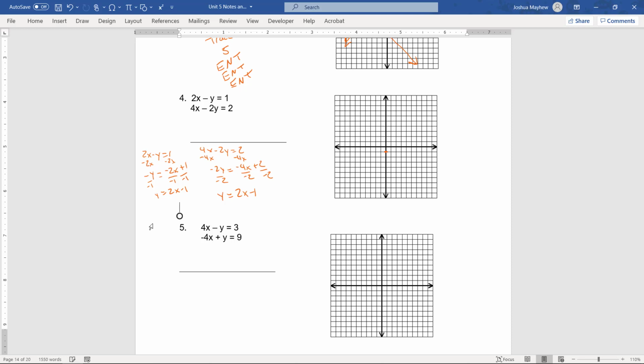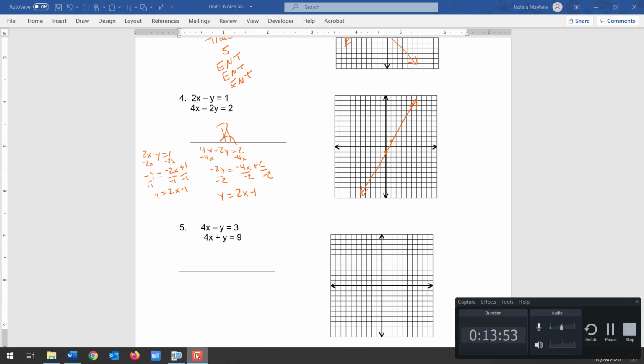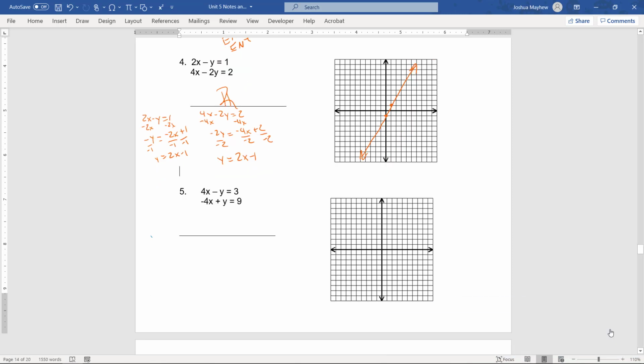If I was to graph it, graph the y-intercept -1, up 2, right 1, both of them look exactly the same. So it's the same line. Imagine a line graphed and then another line graphed right on top of it. Where are they intersecting? Everywhere. So the solution is all real numbers. Now, here's what I want you to do. I want you to pause the video and try the last one. When you get done, hit play and check your answers.